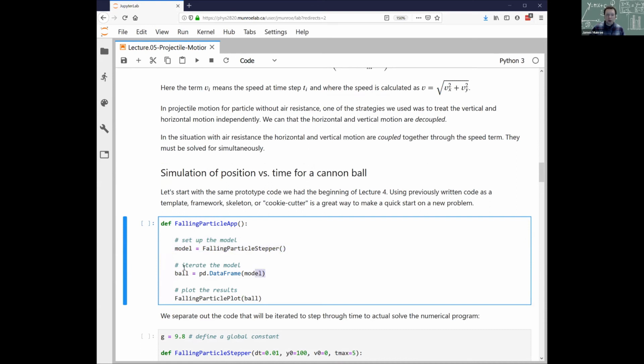It's going to set up the model. It's going to iterate the model, solve it, do it in time, and it's going to plot the model. It's the one we're going to call when we want to make this actually run. That's why we call it a driver code.